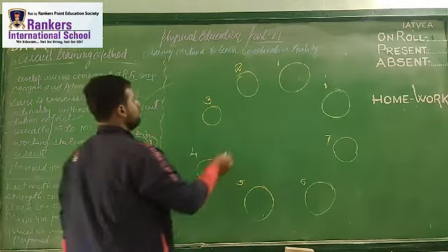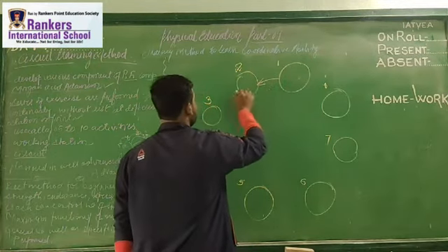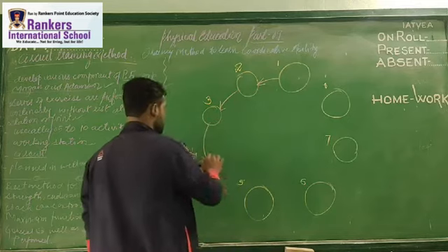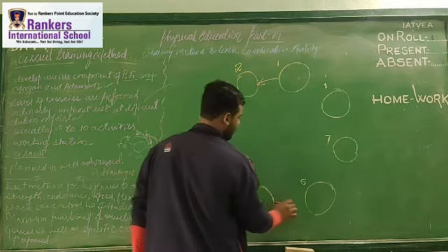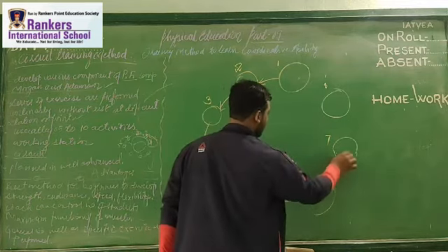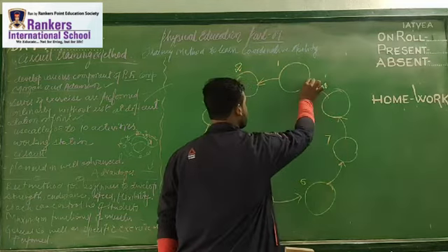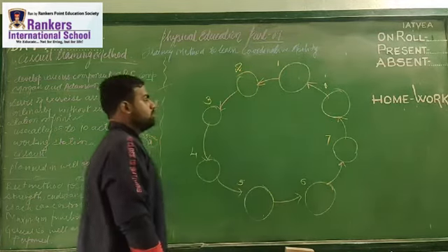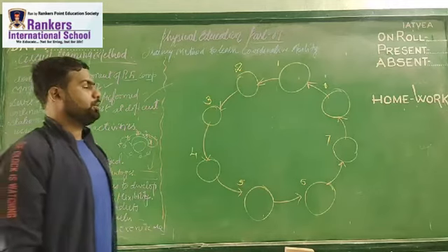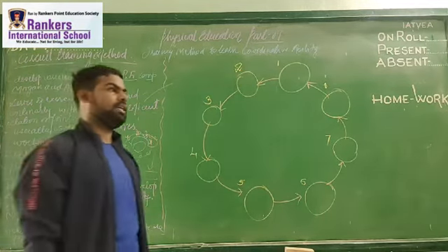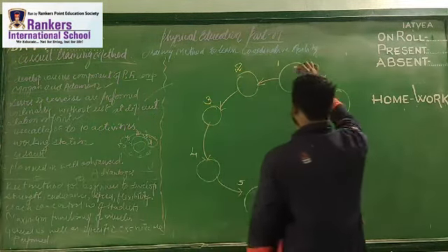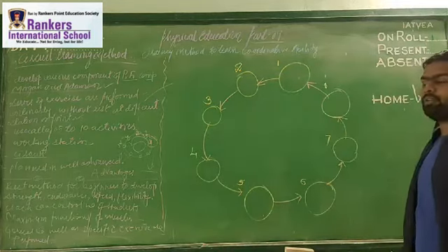Now what is the next thing? We'll have to make some arrows, right? So this is clockwise. You can also take it anti-clockwise. It is up to you, right? So what we need to do? We need to write the name of the exercise first. So let's say I want to assign the first.